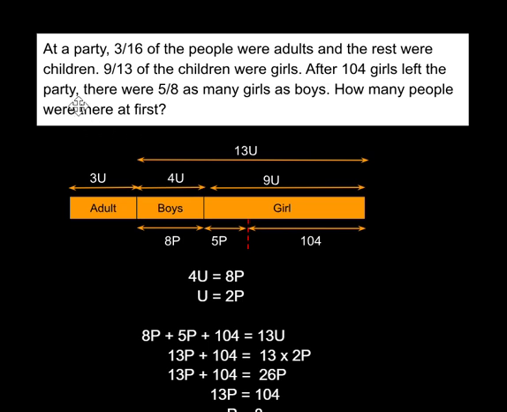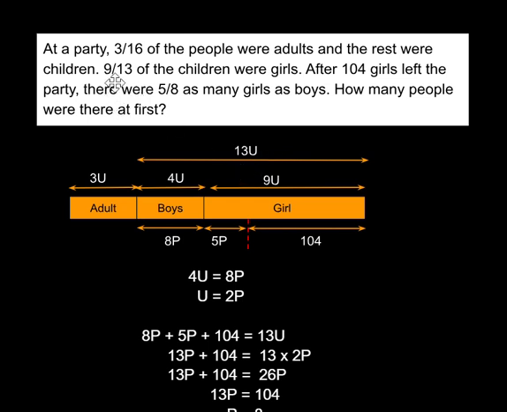Okay, so if you see this type of question, it is usually a single bar type of model. If you look at it deeper, it's actually the same as those remainder type of question. First thing, 3/16 of the people were adults, so I assume this is 3 units adult, so the rest has to be 13 units.